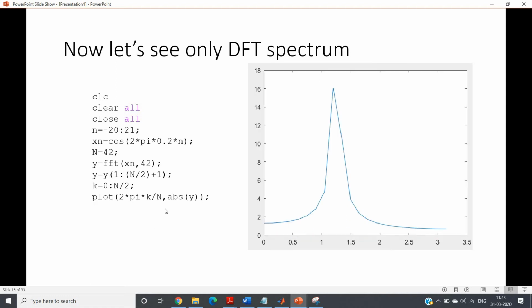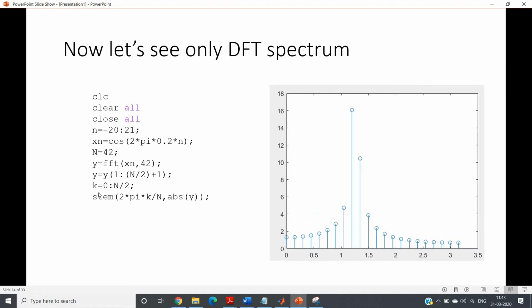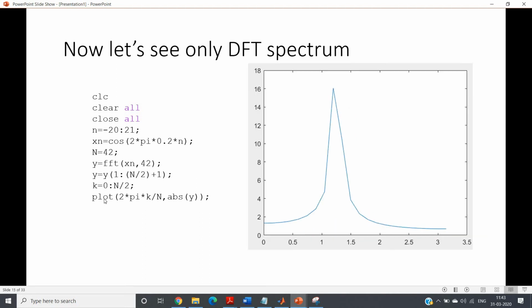Now if I join this, see, the same code I am taking, but instead of just stem, I am using the plot command. So to join the successive samples, I am doing this. So we can see that if we join successive samples of our DFT spectrum, we get the spectrum like this, and this is our magnitude spectrum of this particular signal, or we can say the DTFT approximation.